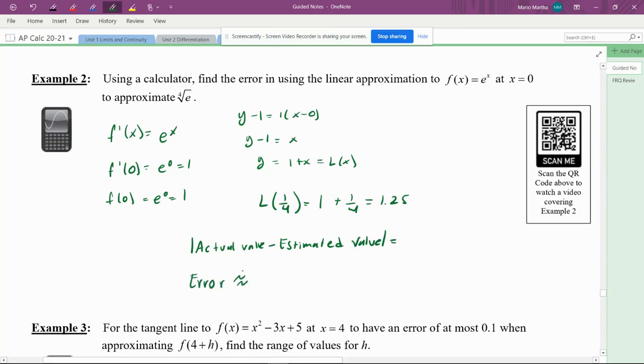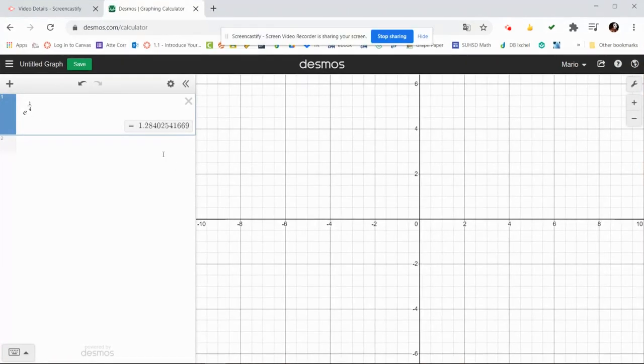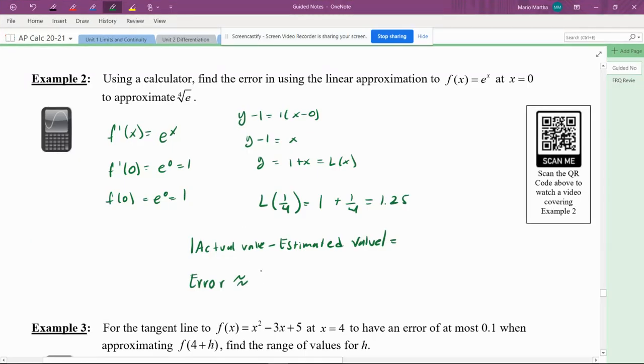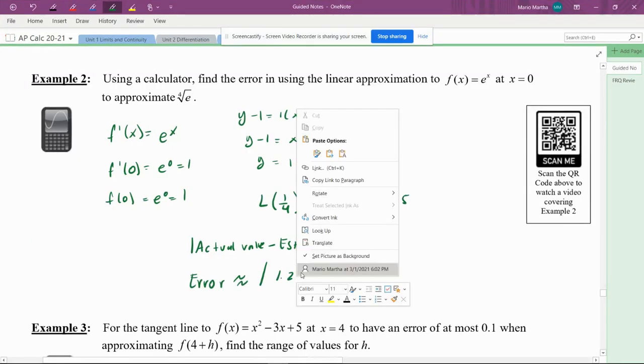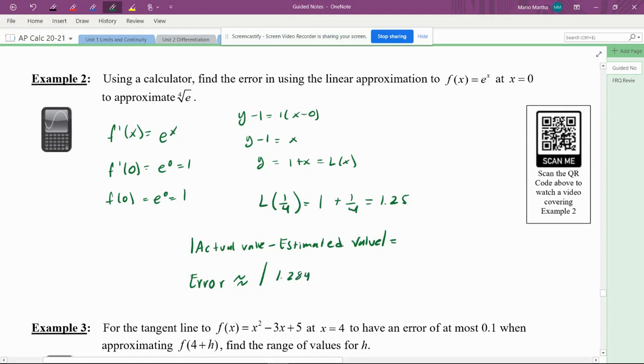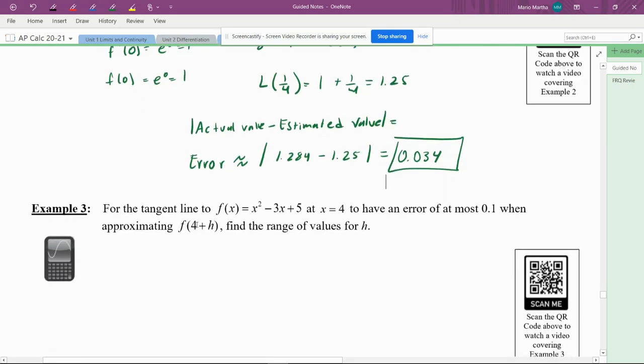So now all we have to do is check this out in Desmos. Easy as that. So if we have the fourth root of e, or e raised to the 1/4, we get 1.284. So we're going to say that the actual value is 1.284 minus 1.25. So the error in this case is 0.034. So again, the margin of error is the absolute value of the actual value minus the estimated value.